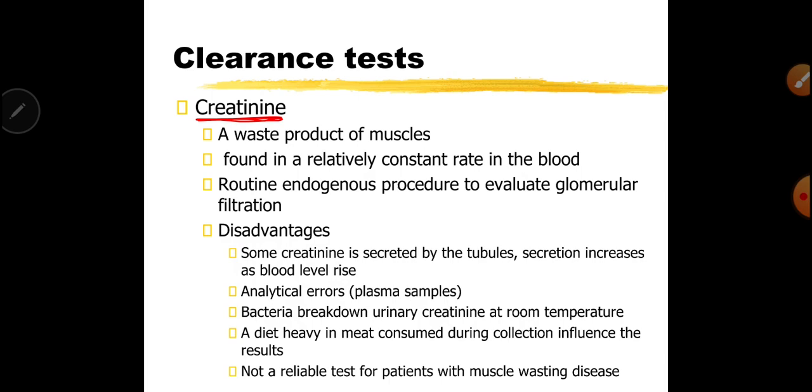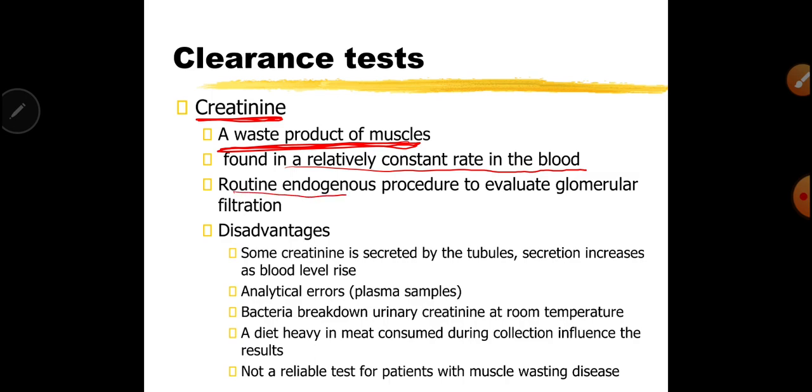Creatinine is a waste product of muscles. This is very important. We know the source. It is found at a relatively constant rate in the blood. This means creatinine in the blood is usually stable. If we measure a sample in the morning or in the evening, it will be the same concentration. So the production is constant according to muscle mass function.